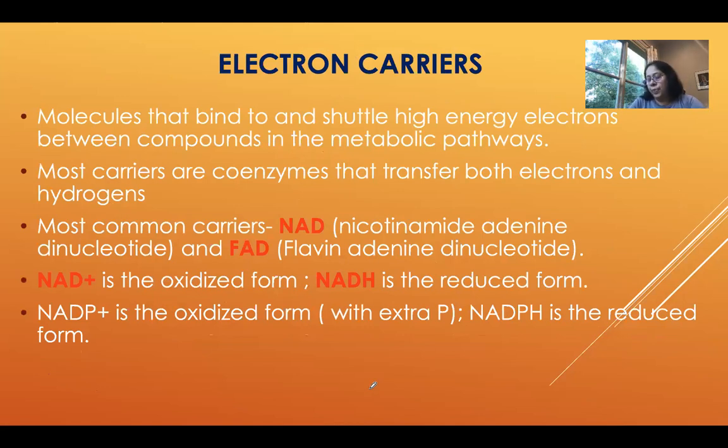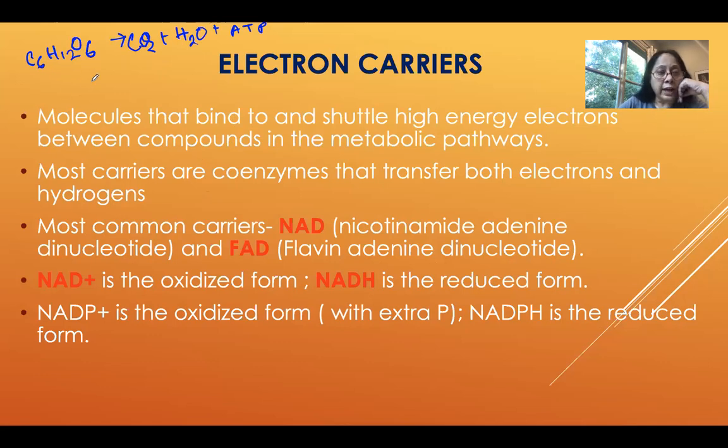Electron carriers. In this chapter, our main focus is on metabolism, meaning how we are going to break down glucose and produce carbon dioxide and water. Okay, and produce ATP. That's our main focus in this chapter.